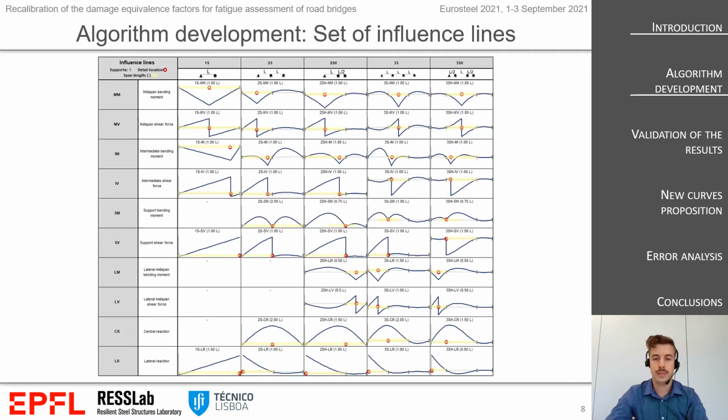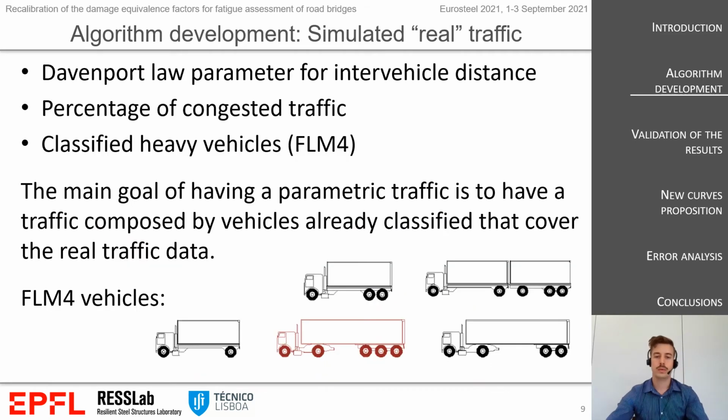As a first parameter of our simulation, we introduce a set of 45 types of influence line with a span range between 2 meters and 1000 meters that generates in total more than 2000 influence lines. Then we created a simulated real traffic that is based on the vehicles of fatigue load model 4 with a distance between the vehicles that is given by a Davenport law. And we also introduce a percentage of congested traffic, and that gives simulated real traffic that can help to study the behavior of each parameter.